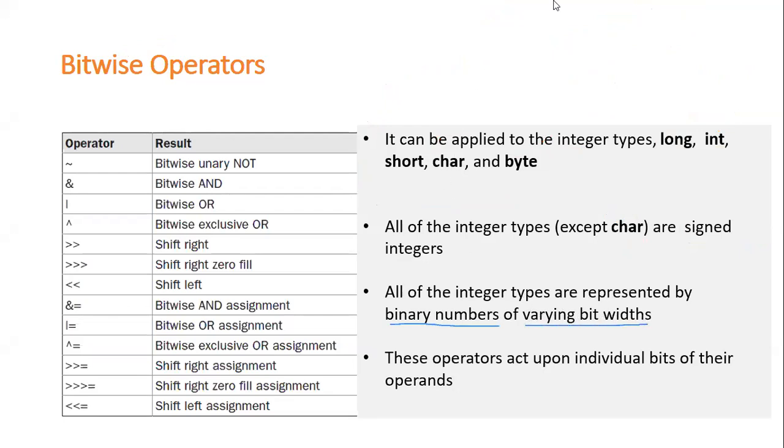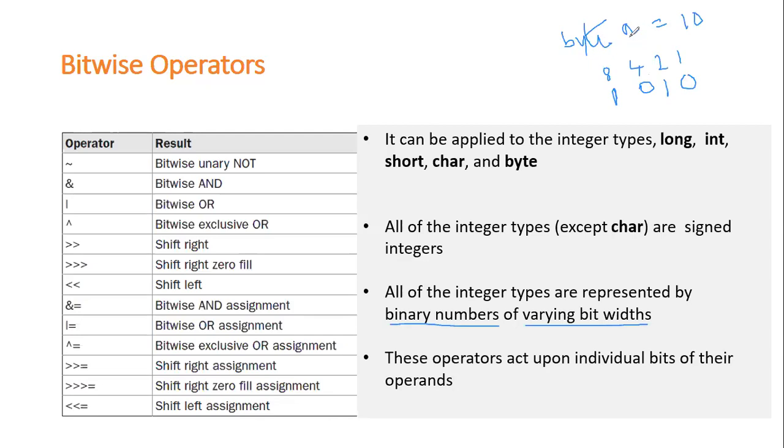What does it mean for all integer types? For example, I'll write byte a equal to 10. Now I need to represent this 10. How can we represent it? Let me put 1, 2, 4, 8. I'll put 1 here and 1 here, since 8 plus 2 is 10. For the remaining, I'll put 0, 0. It is a binary number.